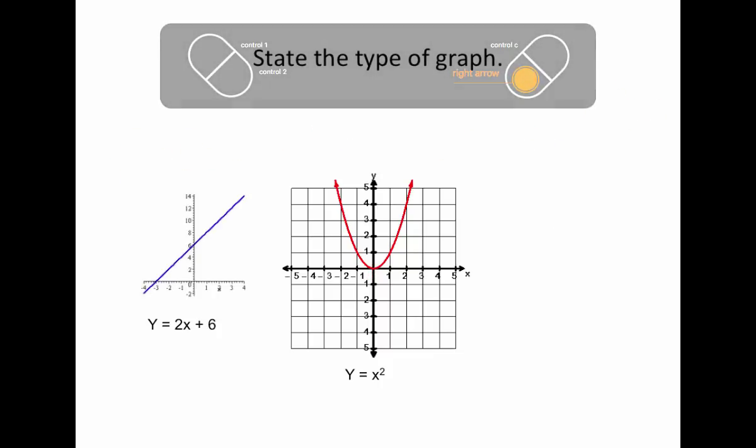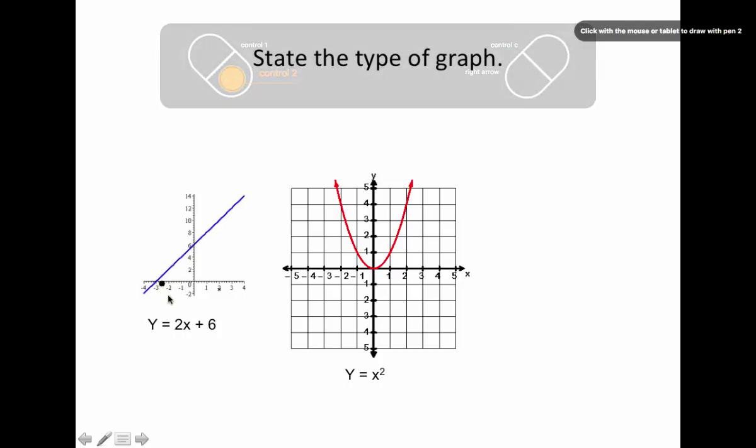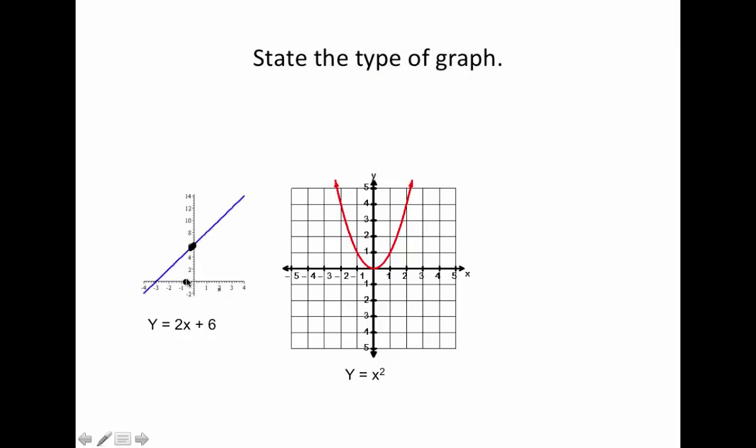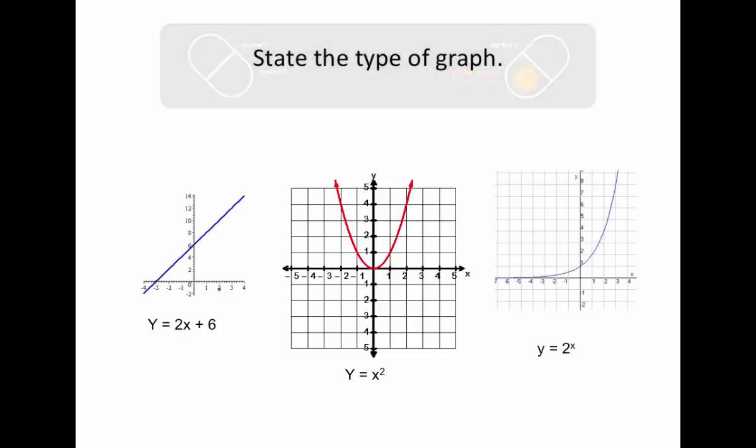And then we had a linear, y equals x plus 6. We did that in chapter 2. Chapter 2, linear function, y equals mx plus b, y-intercept, slope of 2, etc. And then we have exponential, y equals 2 to the x. When we have a variable exponent, we have an exponential function. The x is the variable.